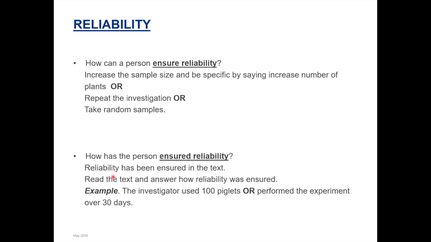You might also be asked, how has the person ensured reliability? This means reliability is already ensured in the text. So from the text, you have to say how the person ensured reliability. So in this case, the investigator used 100 piglets. That's a large sample size. Or performed the experiment over 30 days. Make sure when you are reading the question, read carefully.